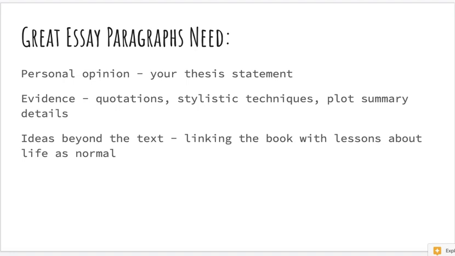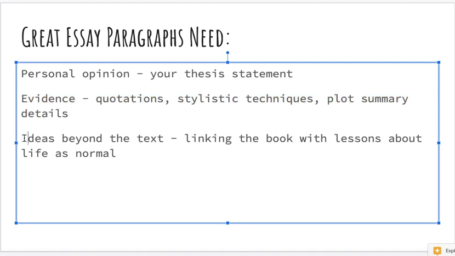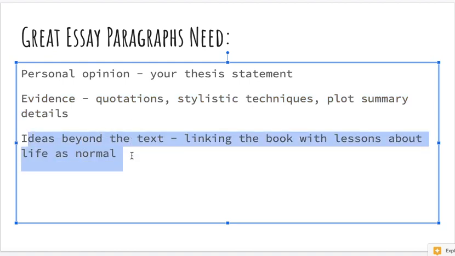To make a great essay, what you need to have is these 3 things. A personal opinion. A thesis statement should be in every paragraph. You should have evidence, which are the quotations, the stylistic techniques, or the plot summary details that you're using in your essay to support your argument. And finally, you should be starting to link your book to ideas beyond the text, linking the book with lessons about human nature or life as normal.